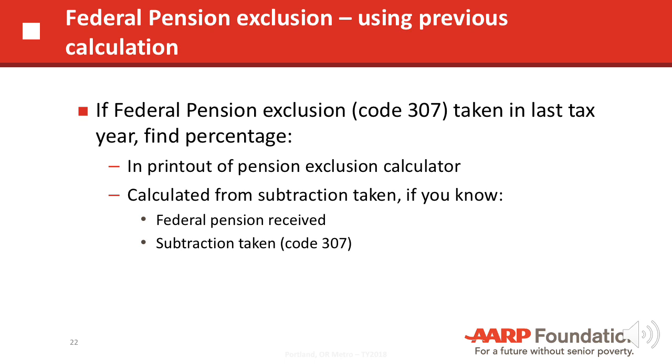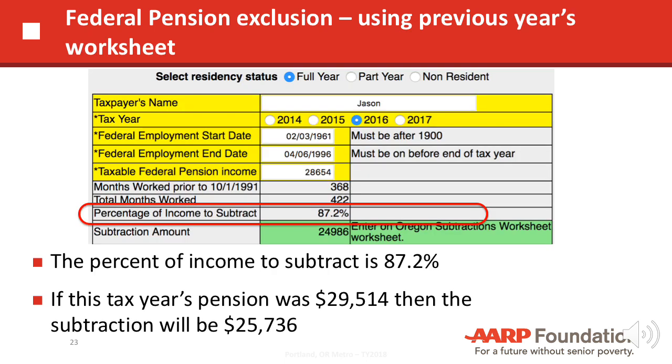Since the taxpayer is retired, the amount of time they worked prior to October 1991 is the same every year. So even if they don't have the calculator printed out, if they have their previous year's return, we'll be able to make that determination by taking the subtraction taken on the previous year's return, that's code 307, and divide that by the taxable federal pension received. Whether they have the percentage of income to subtract or a previous year's return, you should be able to get the percentage of income to subtract without having to redo the calculator.